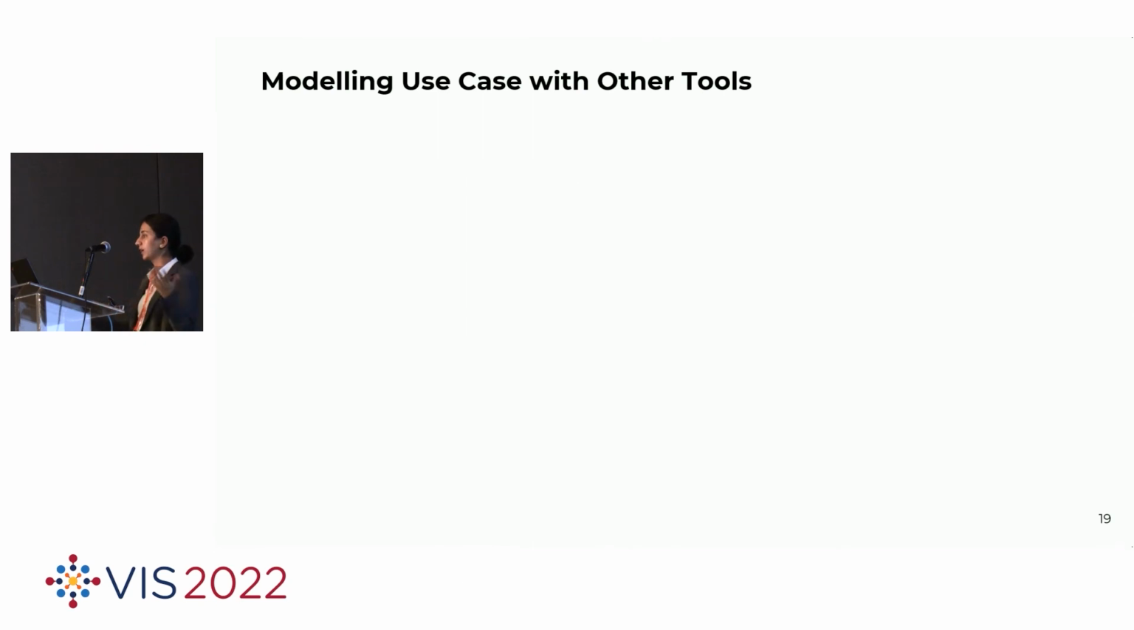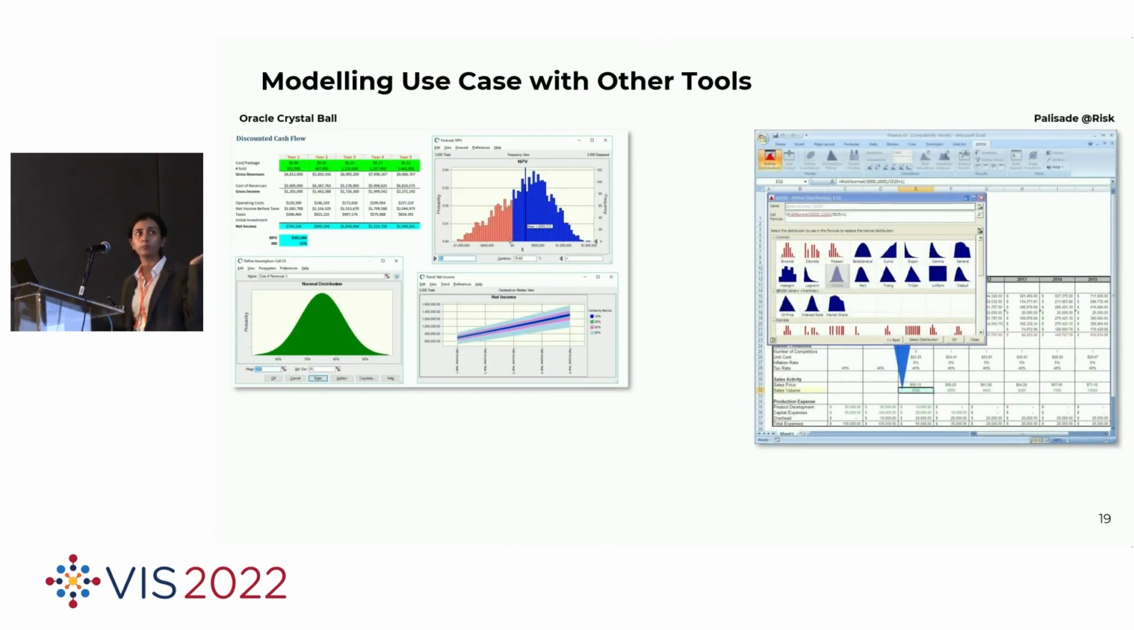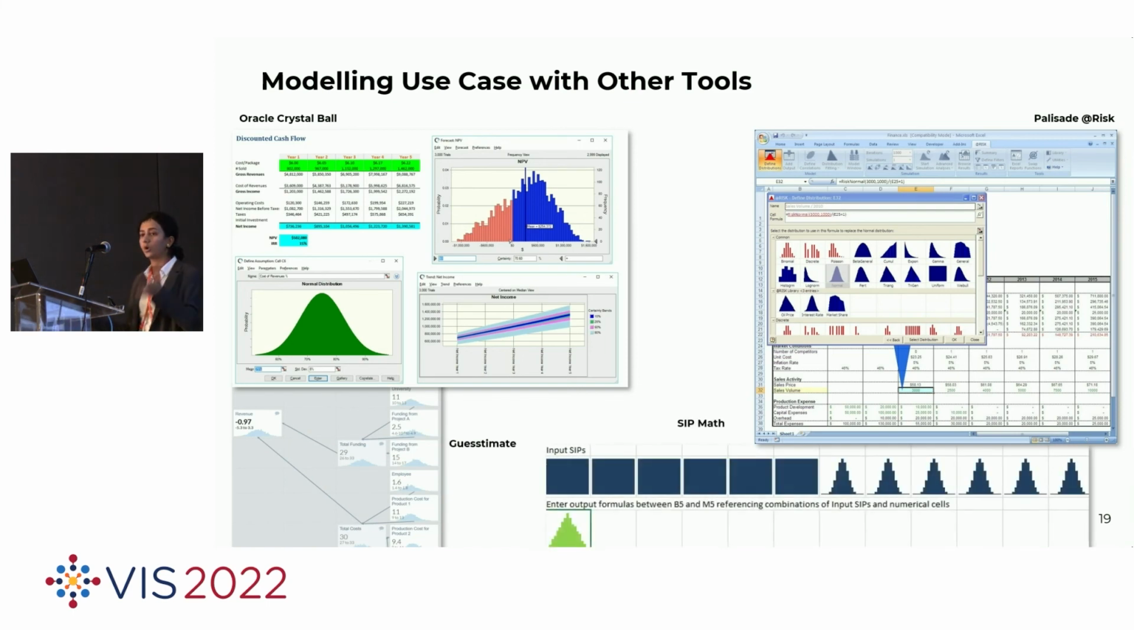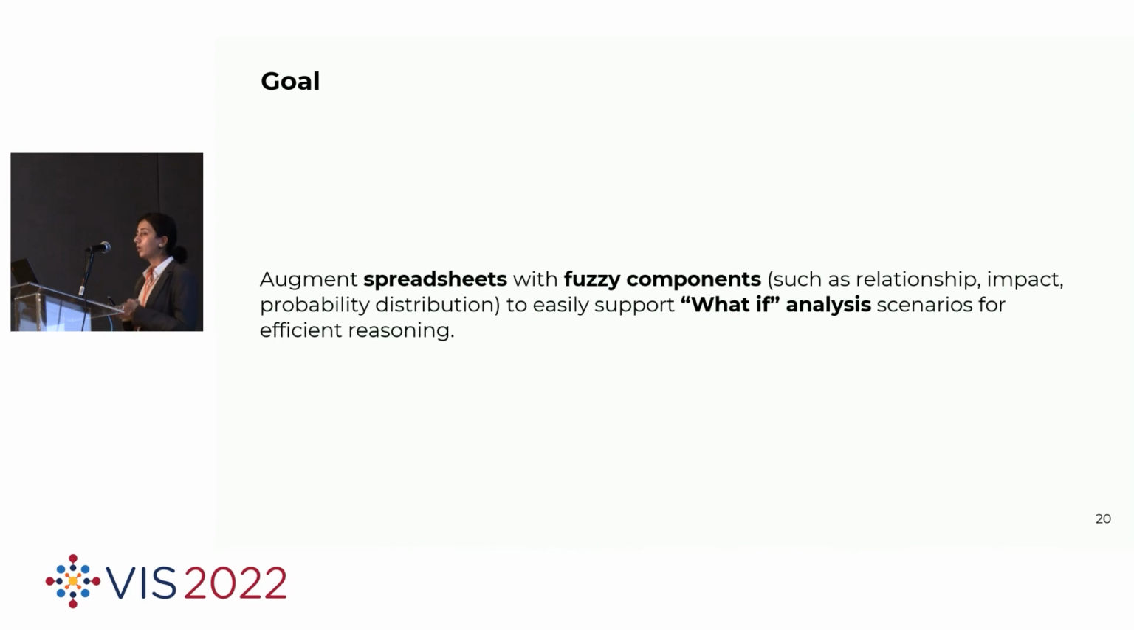Or you may start using other tools such as Oracle Crystal Ball, @RISK, Guesstimate, or SIPmath. But in our experience, these tools are sometimes hard to author or may even require you to leave the spreadsheet environment altogether. And as people are used to the spreadsheet environment, we try to keep the spreadsheet as it is and just augment it with slight encodings. Hence our goal became to augment the spreadsheet with fuzzy components such as relationship, impact, and probability distribution to easily support the what-if analysis scenario for efficient reasoning.